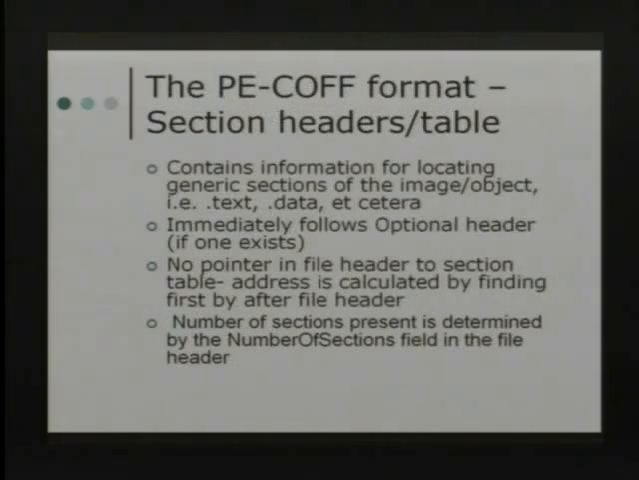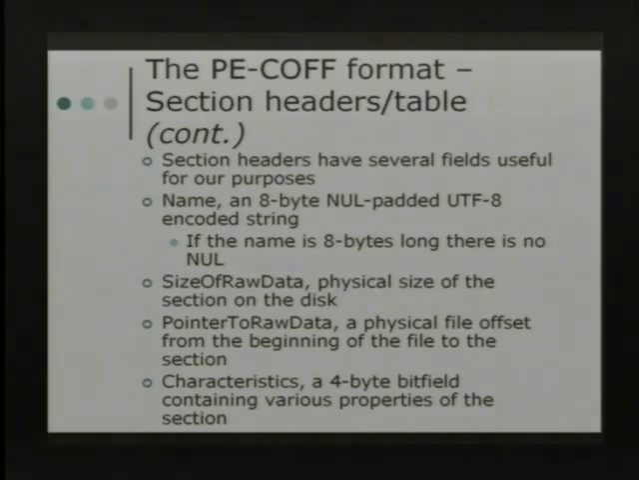Getting into the section headers, we have the generic information for .text, .data, etc. It's going to immediately follow the optional header. There's no pointer in any of the headers that tells you where it's at; you have to calculate the address yourself. And then we also have to use the number of sections to determine how many are actually there. What purpose they have to us should be fairly obvious for the most part. That's where all the data exists, and that's how it is segmented.